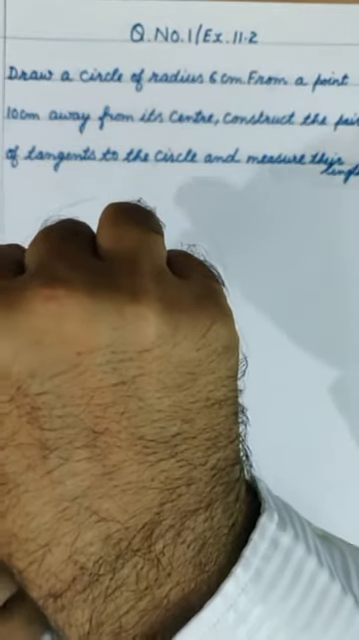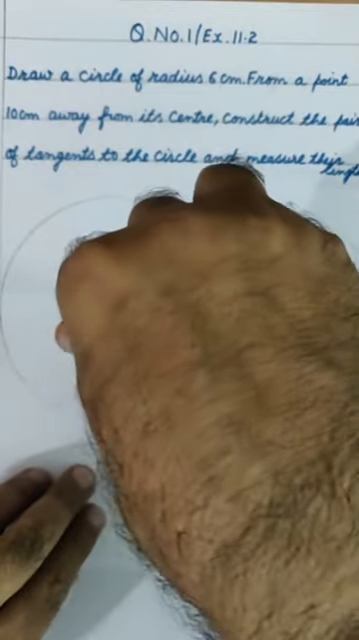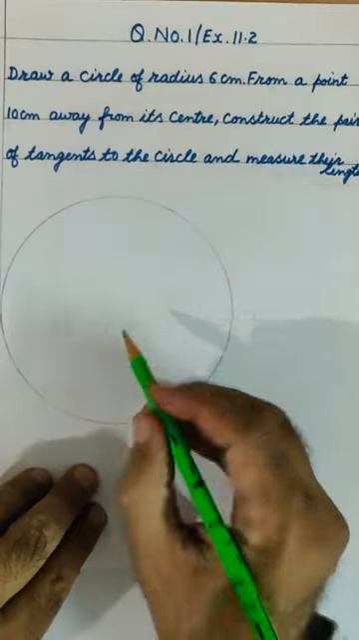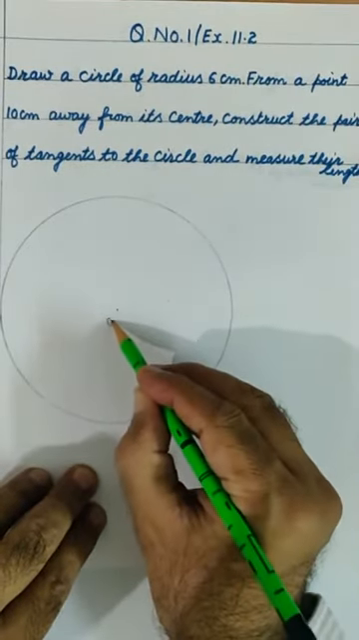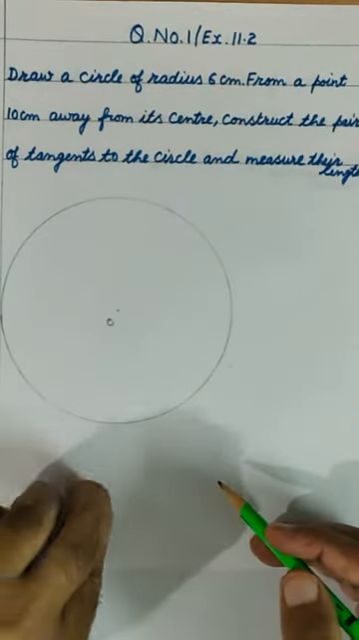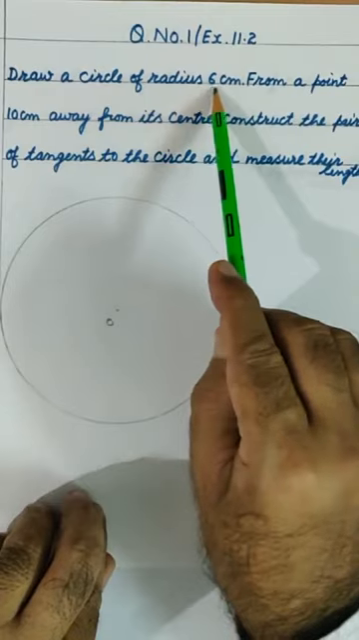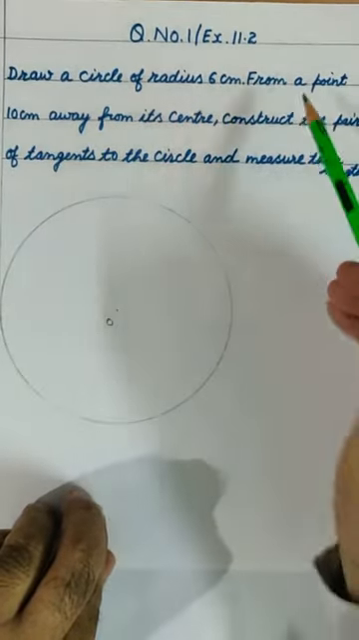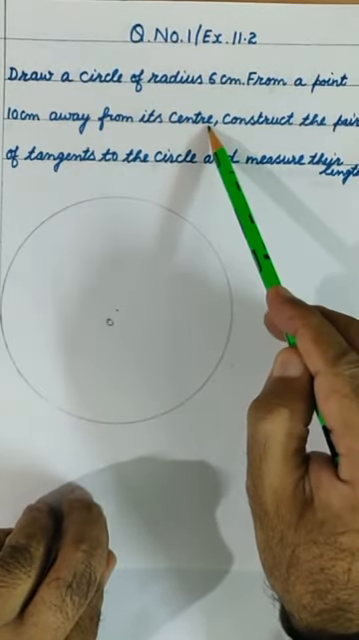of radius 6 centimeter. This is the center O. I have taken this name. First, draw a circle of radius 6 centimeter. We have drawn a circle of radius 6 centimeter, and now we take a point 10 centimeter away from its center.